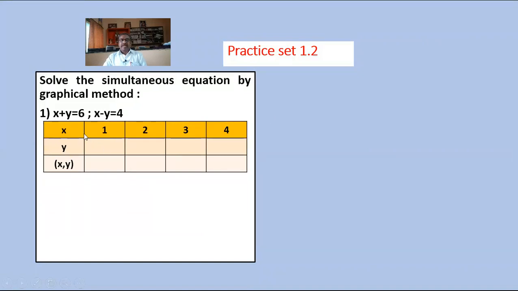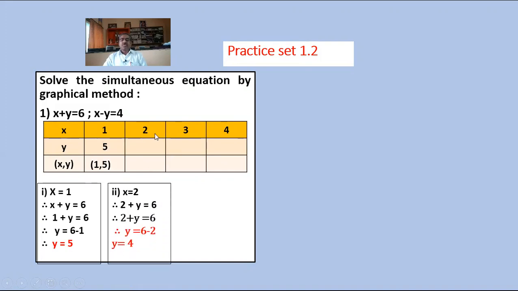First, to determine the coordinate points for the equation x plus y is equal to 6, we have to consider the value of x is equal to 1, then we get the value of y. x is equal to 1, x plus y is equal to 6, 1 plus y is equal to 6, 1 goes to the RHS, then we get minus, y is equal to 6 minus 1 is equal to 5. Therefore, y is equal to 5, coordinate point is (1, 5).